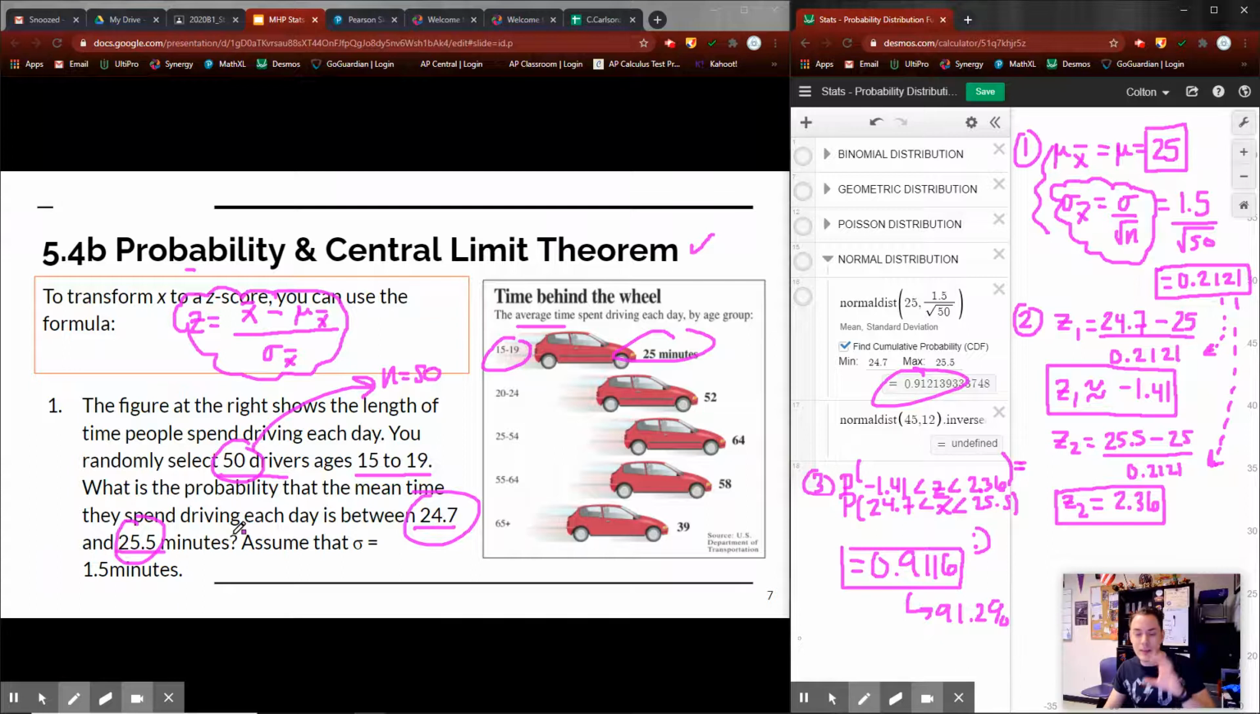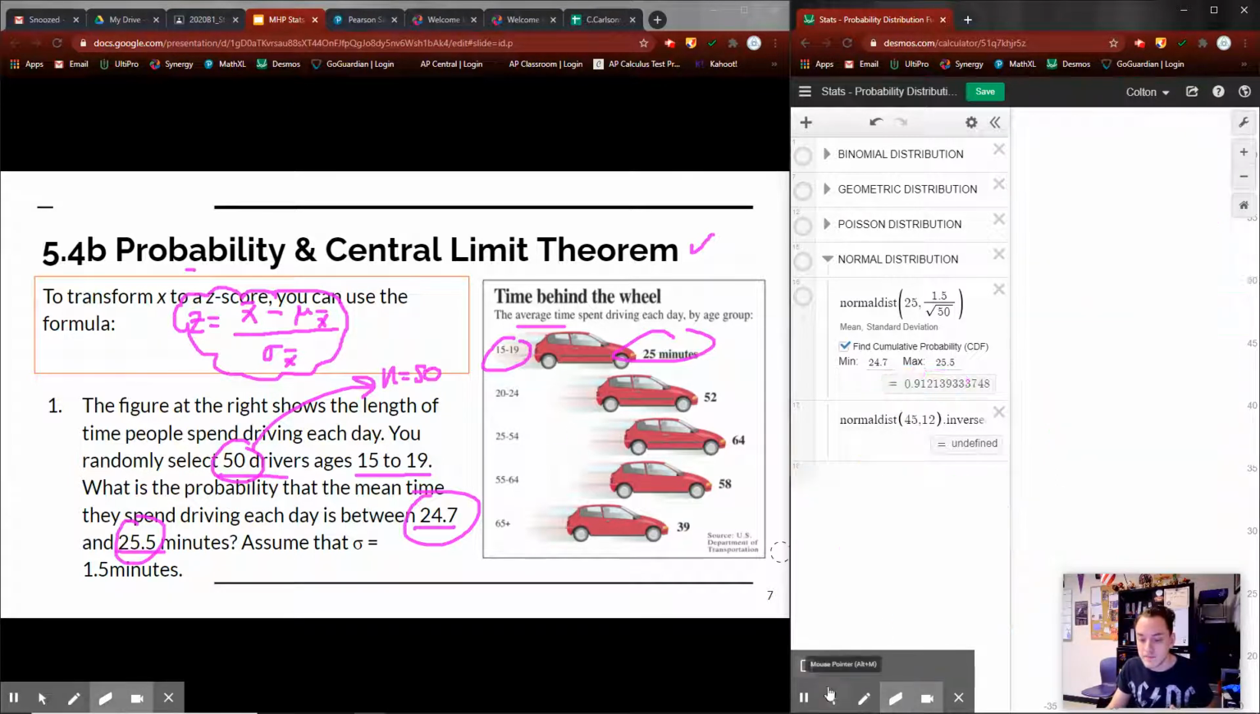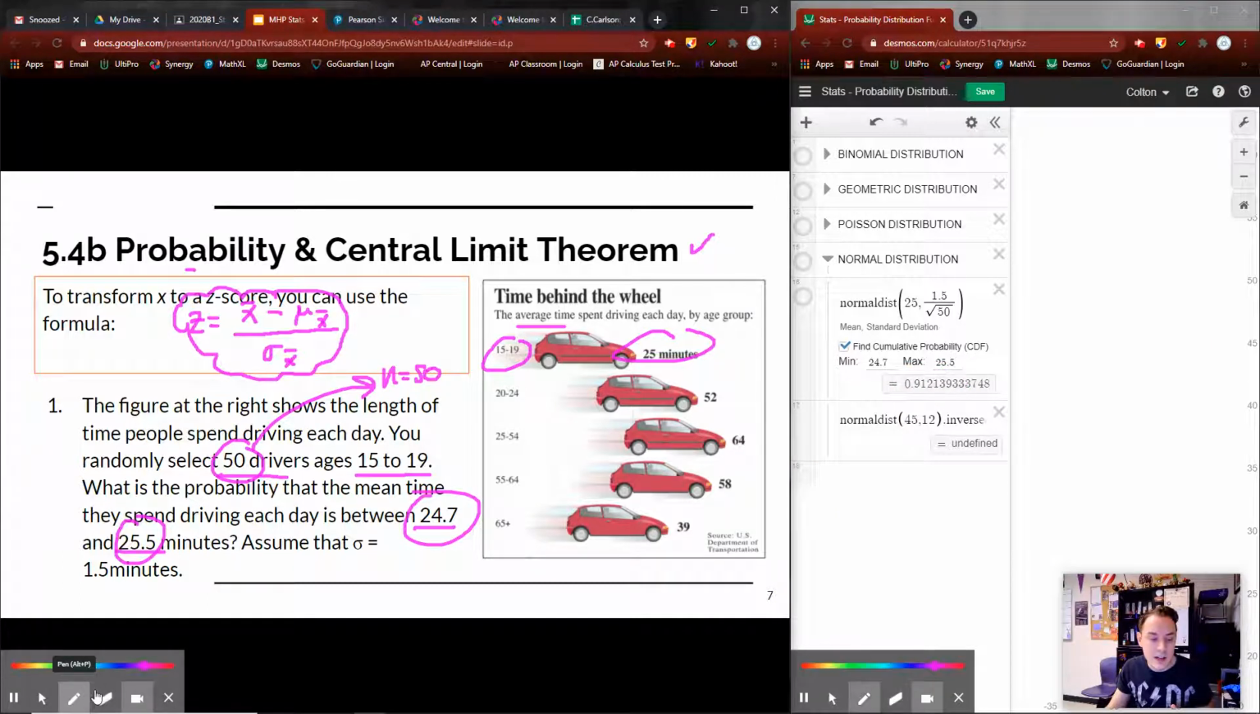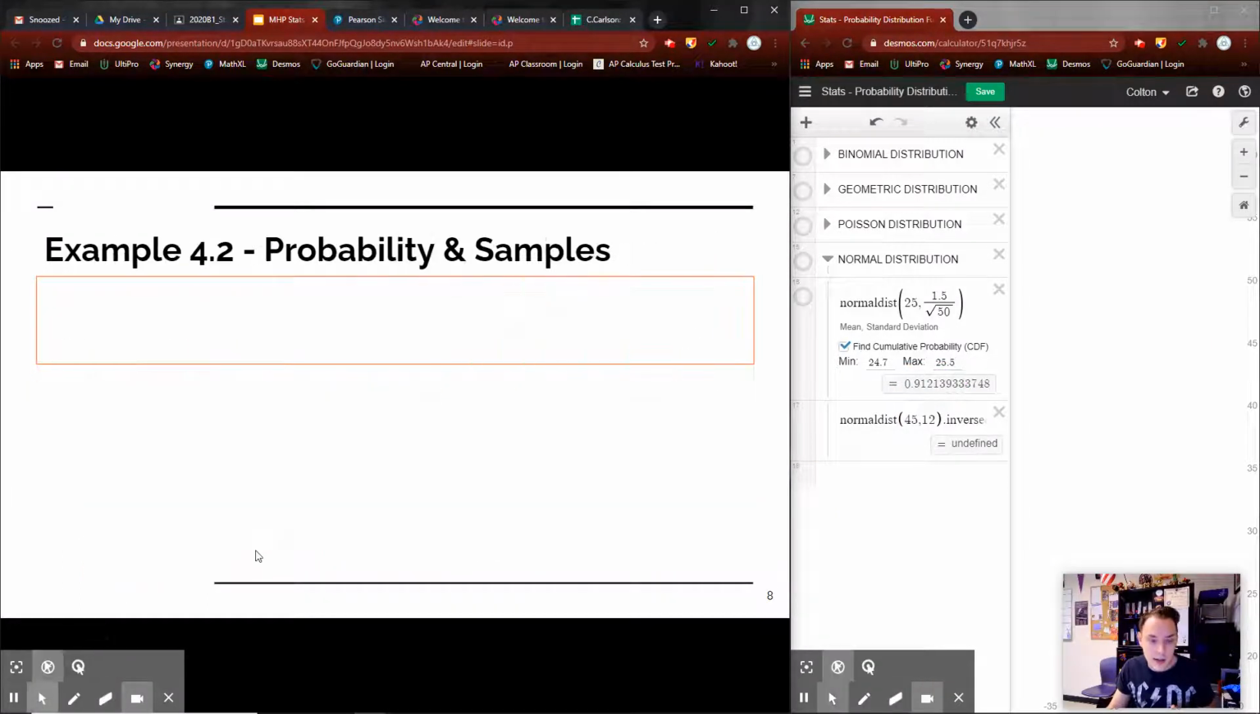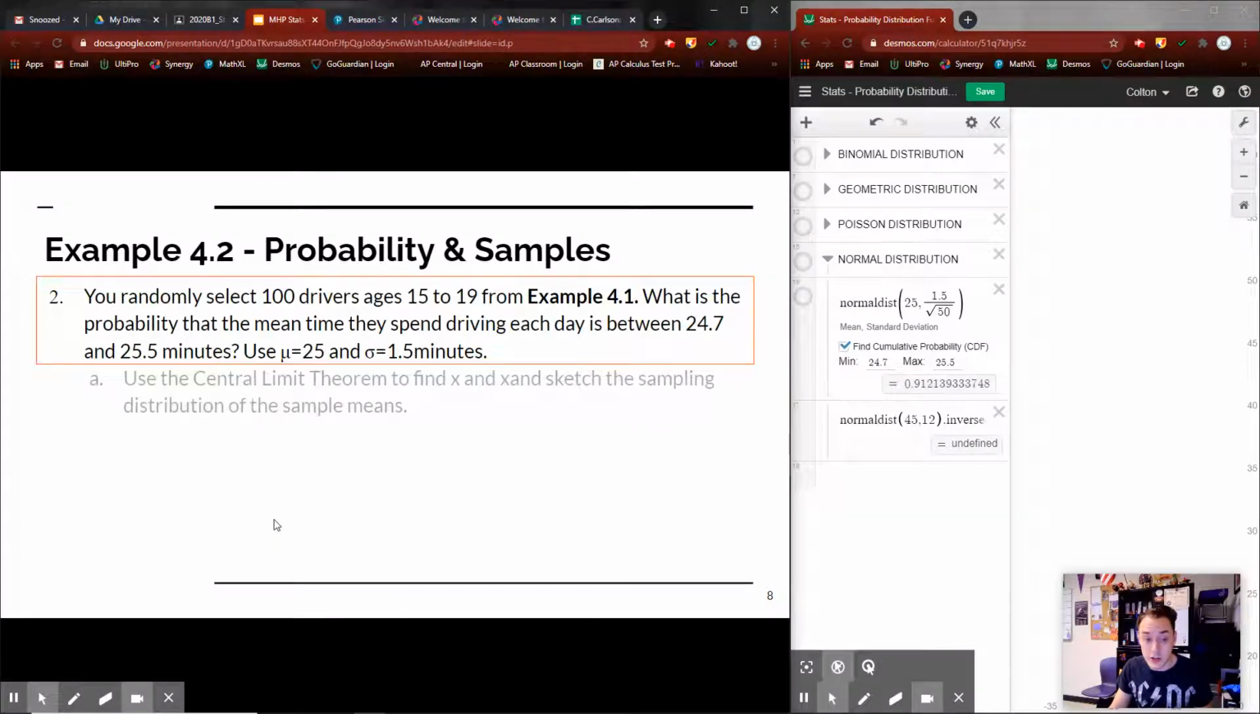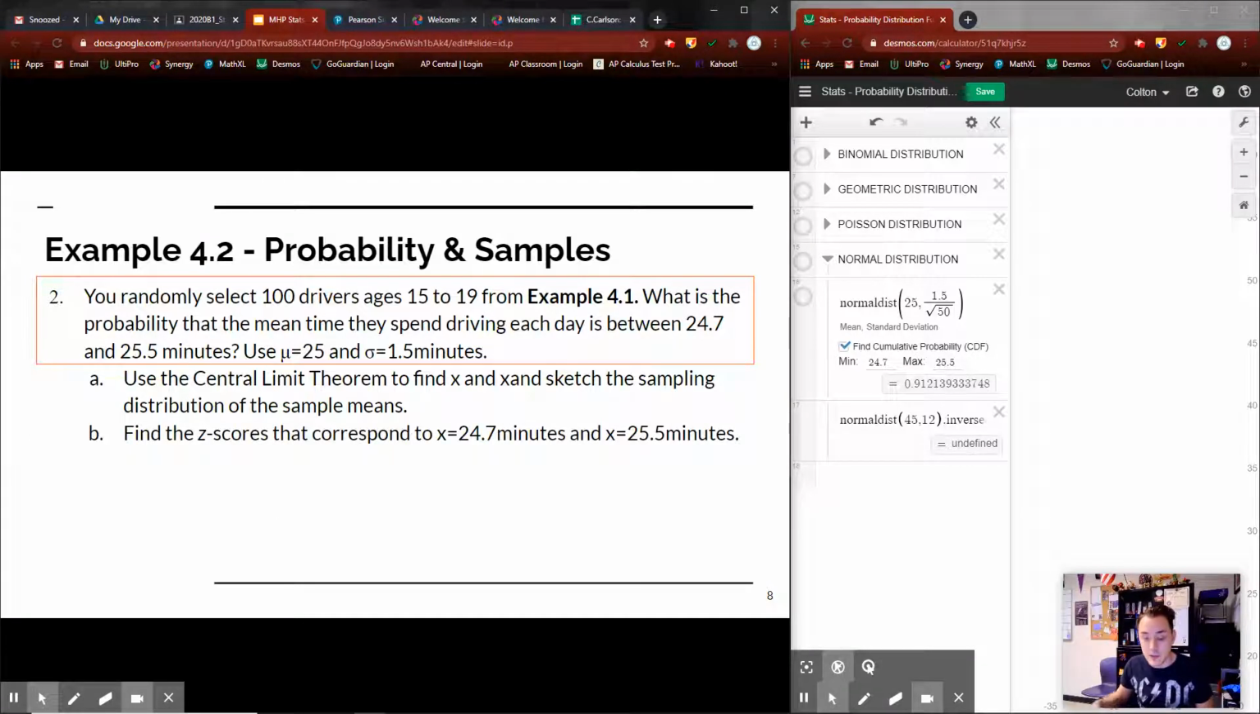Now we're utilizing what we did in 5.2 when we found probabilities using the population. Now we're just utilizing that. We're utilizing the exact same math, but using it with the sample instead of the population. So let's erase all this and let's move on. I'm going to go a lot faster with these questions.